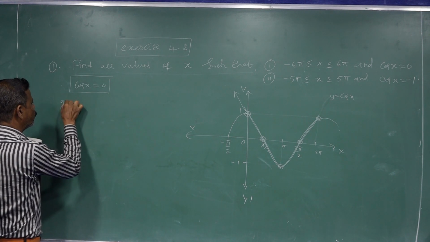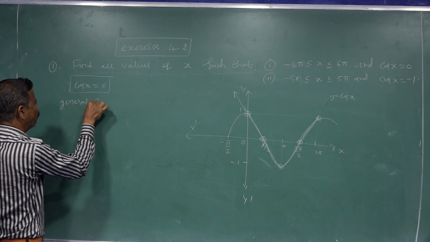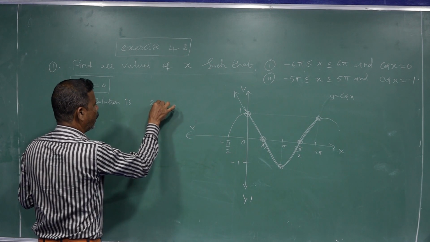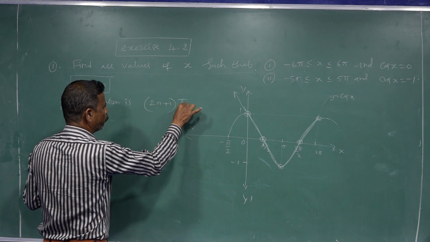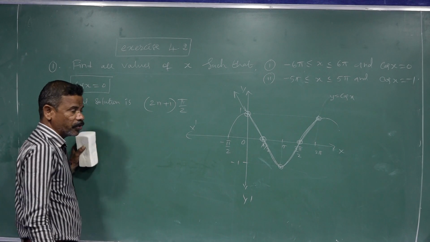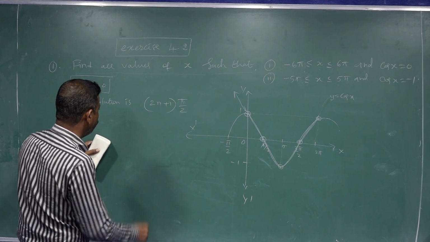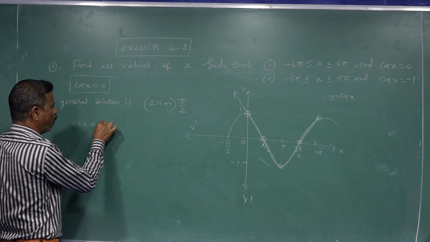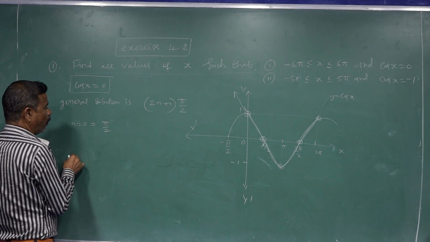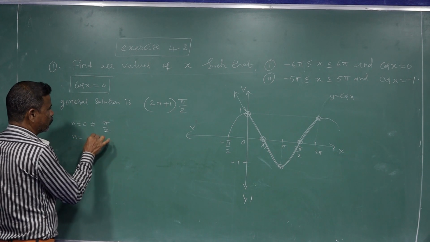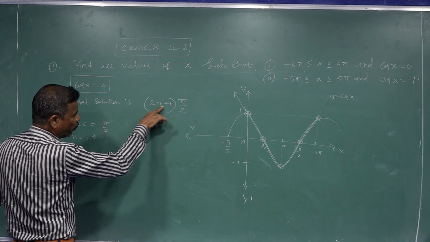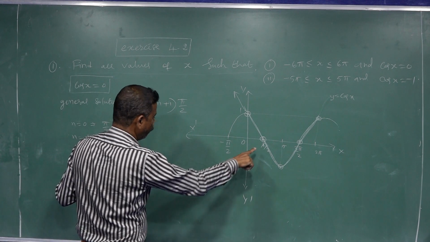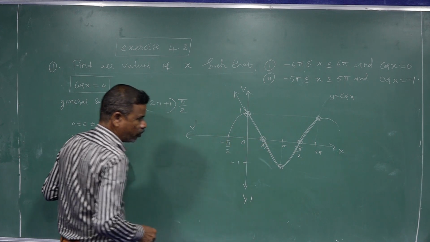For this, the general solution is (2n plus 1) times π/2. We know that general solution. So if in this n is equal to 0 is substituted, then what comes? π/2. If n is equal to 1, what comes? 2 plus 1, 3π/2. At π/2 it is 0, at 3π/2 it is 0, excellent.